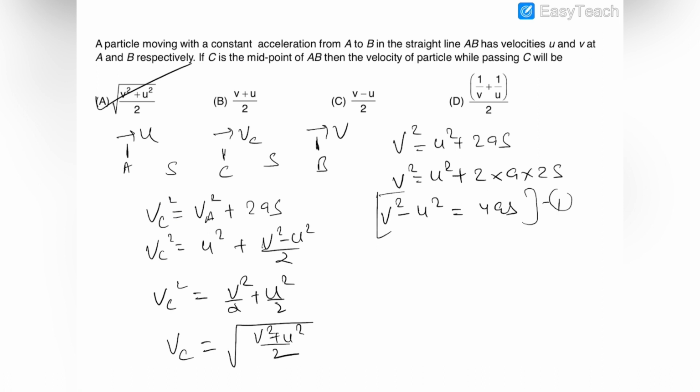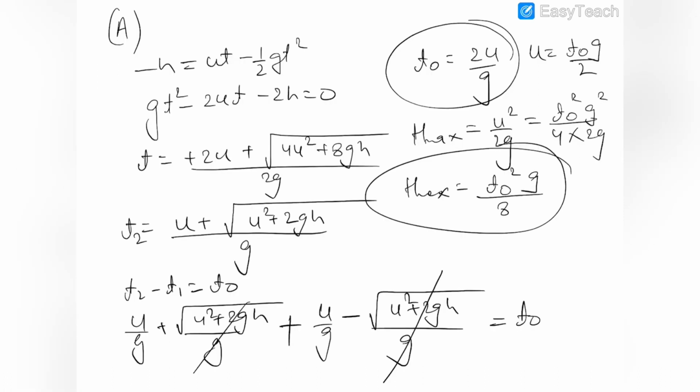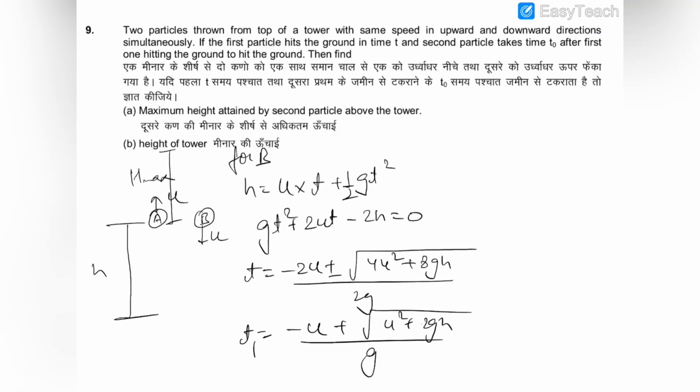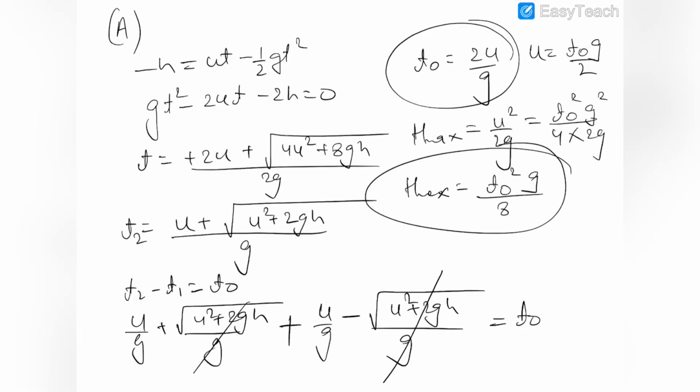Now we move on to the next question. Now let us find out the B part of this problem, which is the height of the tower. To find the height of the tower, let us calculate t plus t naught.